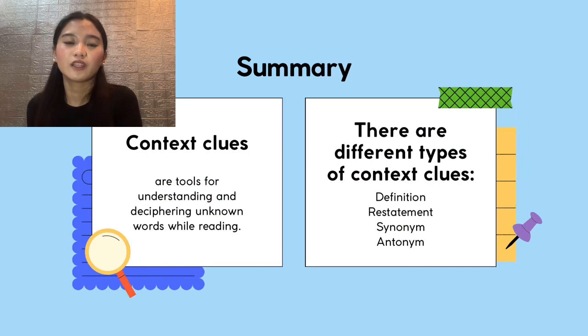To sum up everything we learned, context clues are powerful tools that help us figure out unfamiliar words without stopping our reading flow. We learned about the four main types: definition, restatement, synonym, and antonym. Each one gives us a different kind of hint, but all lead us to the same goal, which is understanding the text. So the next time you find a new or difficult word, don't panic. Look around the sentence, find the clues, and unlock the meaning like a true word detective.